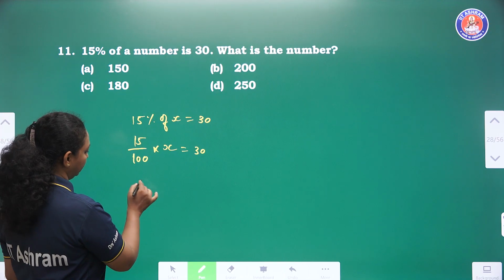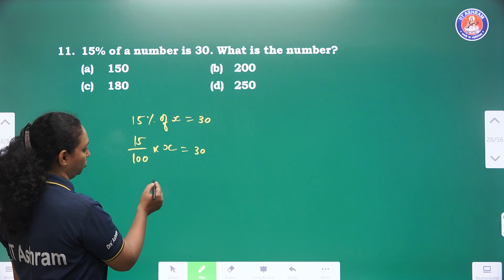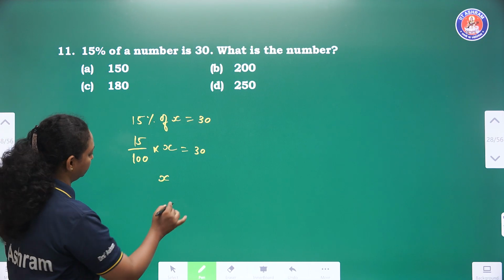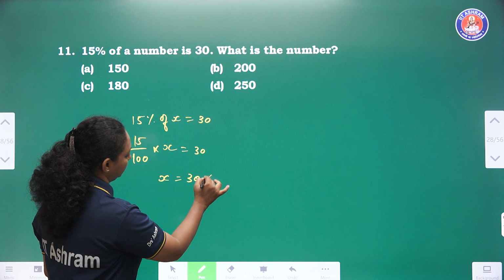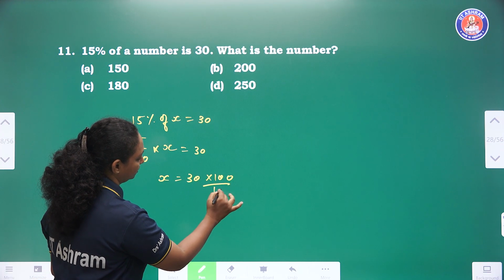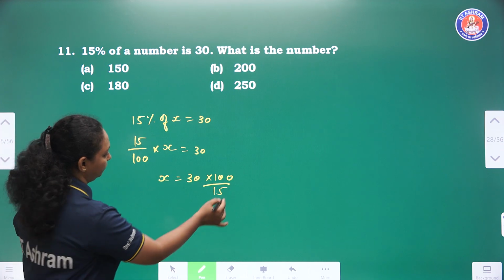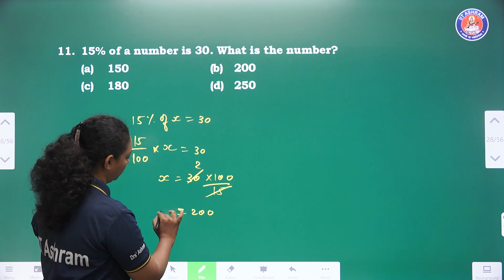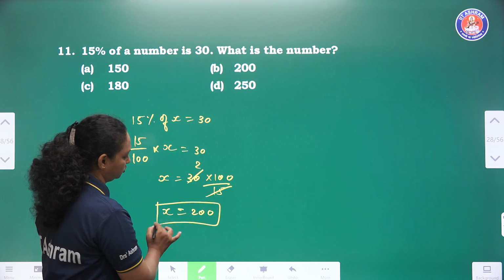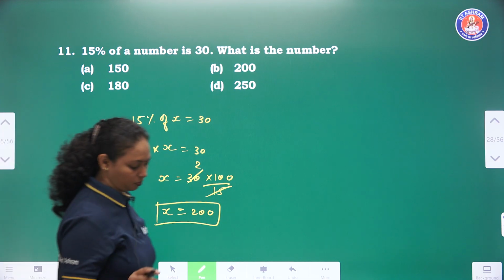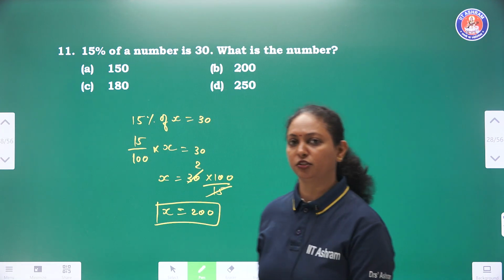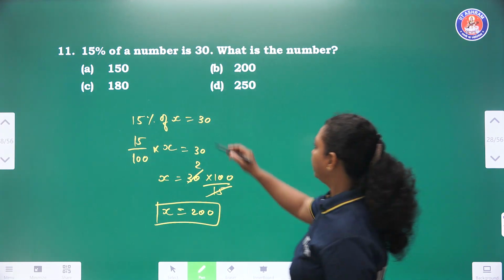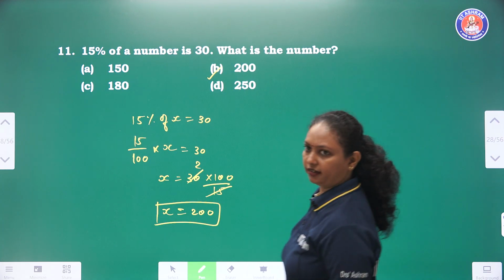15 by 100, that is so simple, we just cancel it out, or otherwise leave it as it is. x is equal to 30 into 100 upon 15. Transposition. 15 2s are 30 and 2 into 100 is what? 200. So what is the value of x? That is 200, and x we have assumed for a number, so that number is 200. So 15% of 200 is what? 30.